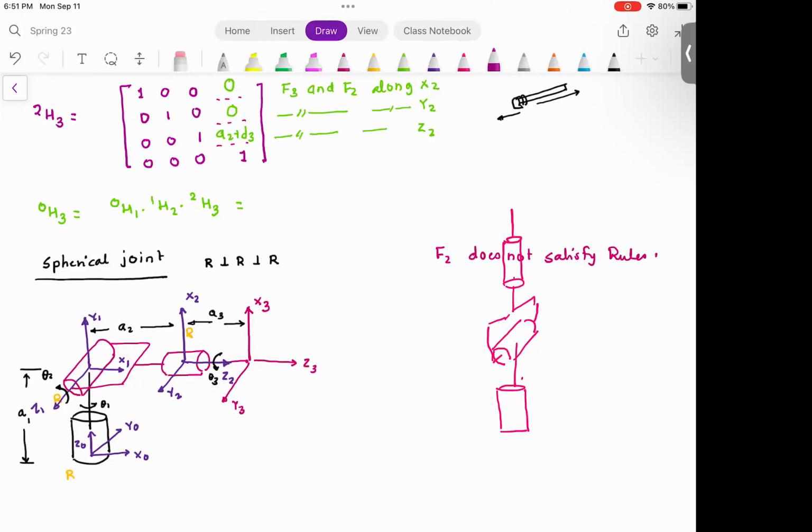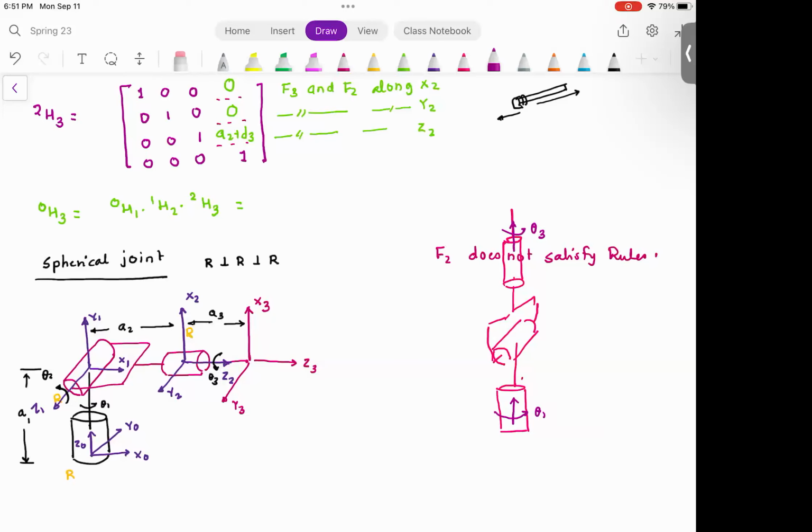What that means, and I want you to think about it, this theta 1 and this theta 3, you cannot distinguish whether you rotate theta 1 or whether you rotate theta 3. At the end of the day, the final result is going to be the same. And I want you to understand the physical interpretation of this.